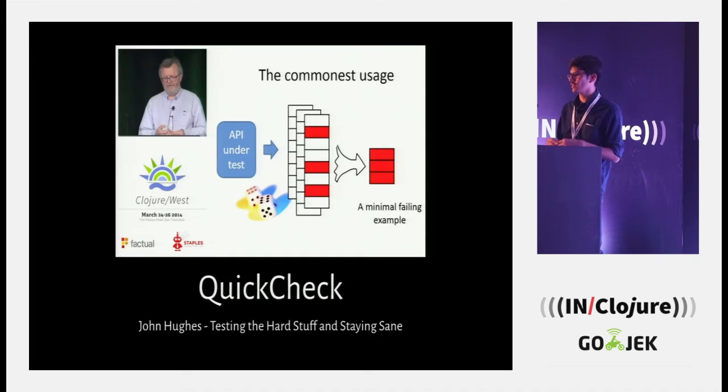QuickCheck got so popular that it got rewritten into many languages. We have ScalaCheck in Scala and test.check in Clojure. What he describes in this slide is that the way QuickCheck works, it generates sequences of API calls, and tests those sequences against the system. And in some of the generated sequences, some actions will fail.